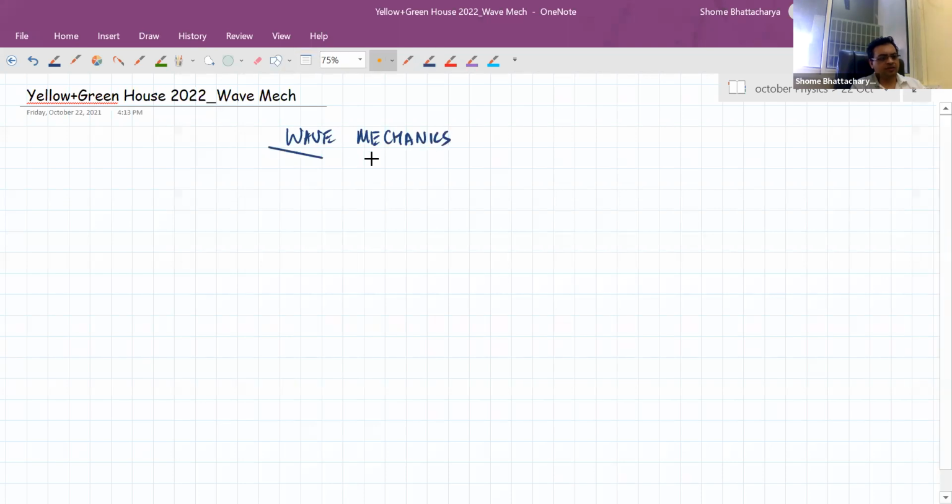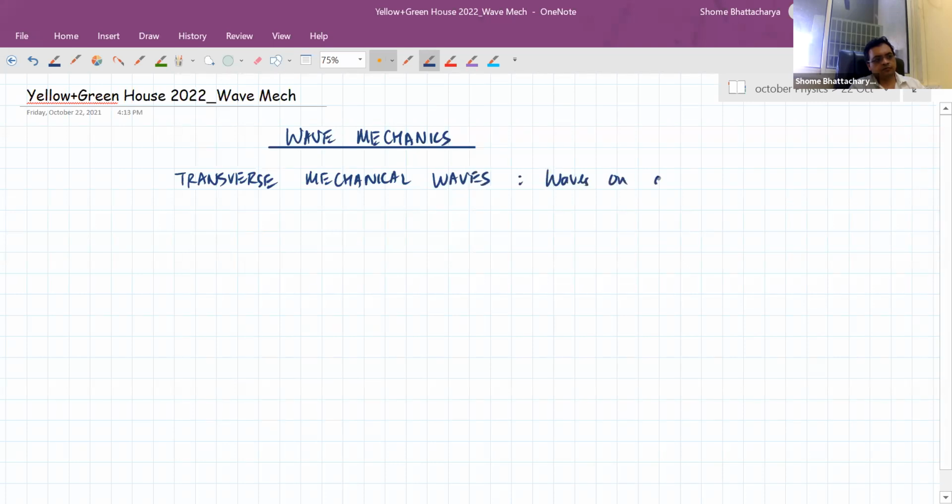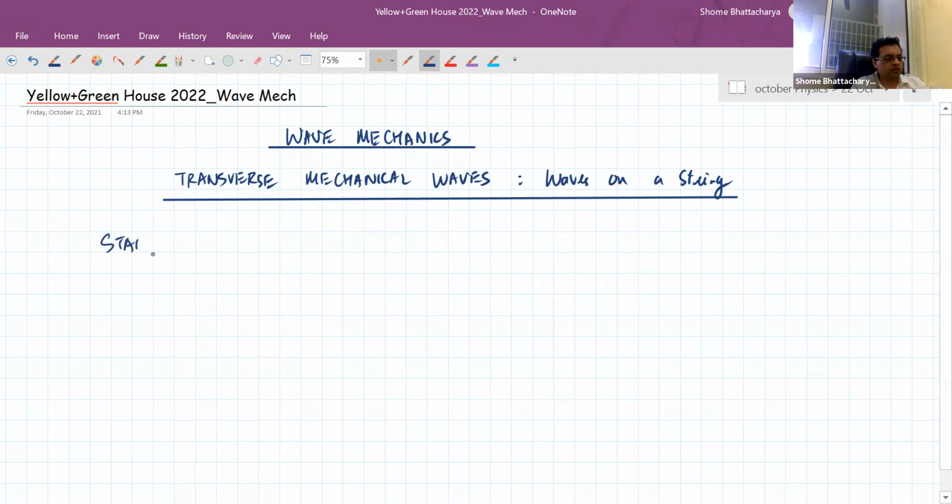We're reaching the end of the first chapter of wave mechanics, which is transverse mechanical waves on a string. So let's quickly run through the definition and derivation part of standing or stationary waves, which come from the superposition of oppositely traveling waves.